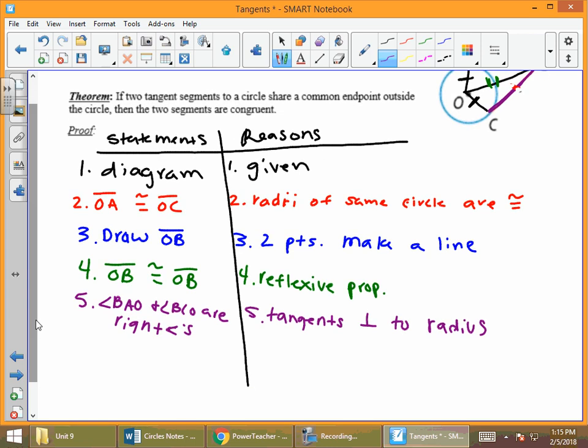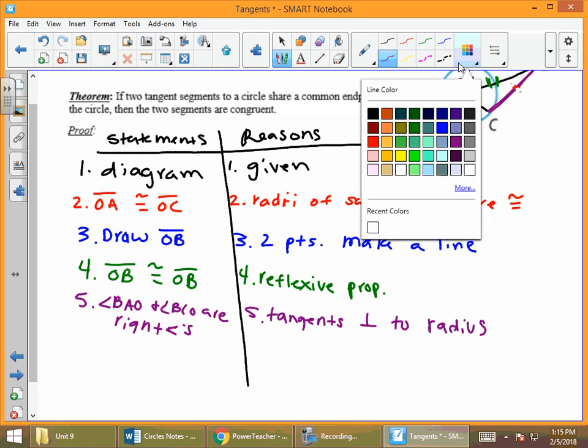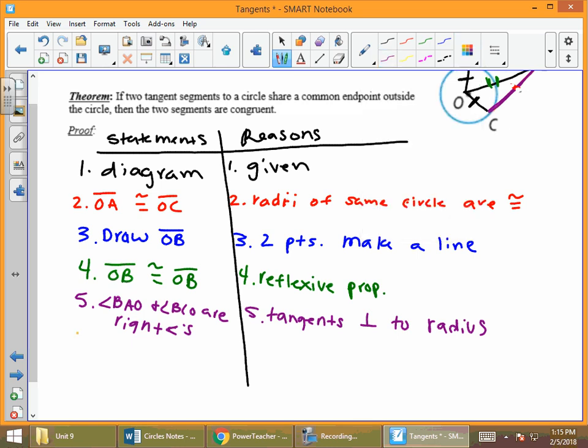Well, what did we say whenever we say two angles are right angles? What's always our next reason every single time? Angles congruent. All right angles are congruent. So we're going to state that next. We're going to say angle B. Okay, actually this one, sorry, we don't have to state it.